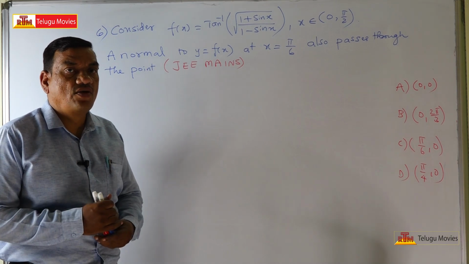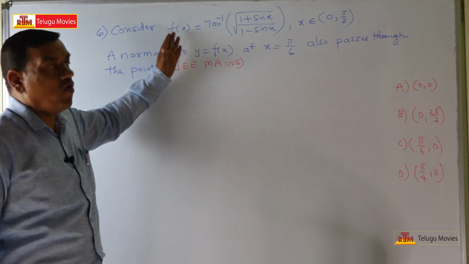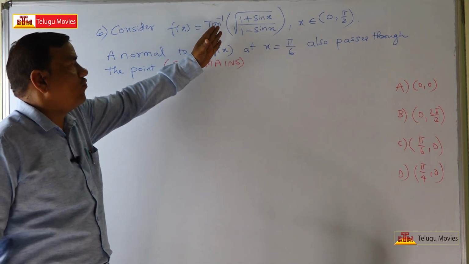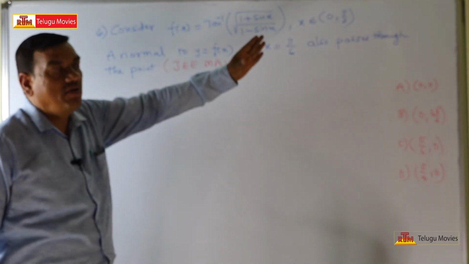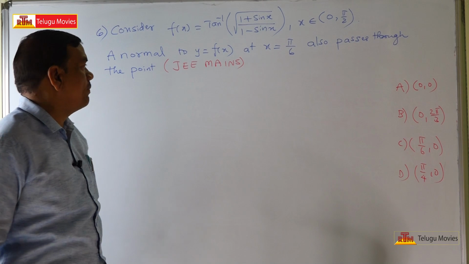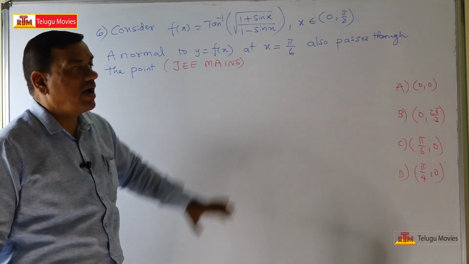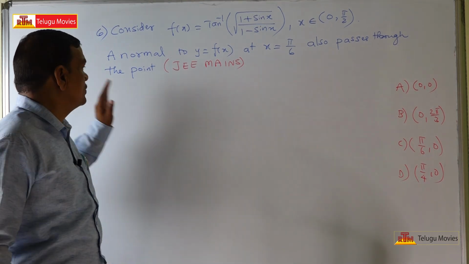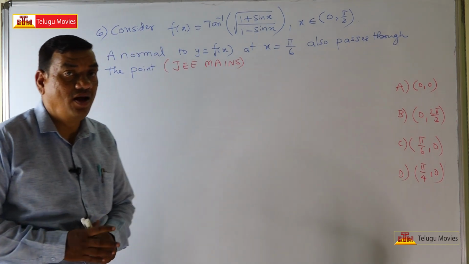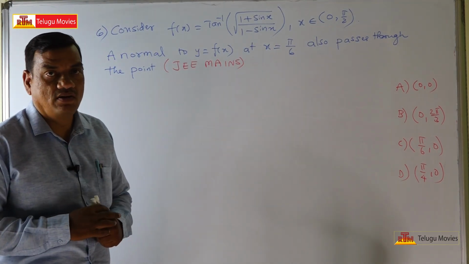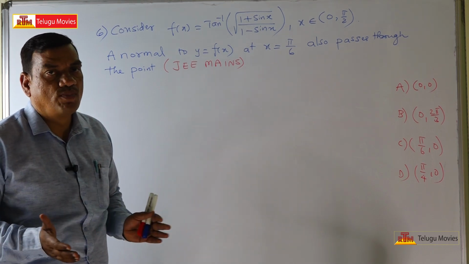Dear students, welcome to problem number 6. Consider f of x is equal to tan inverse of the square root of 1 plus sin x upon 1 minus sin x, where x belongs to the open interval (0, pi by 2). A normal to y is equal to f of x at x is equal to pi by 6 also passes through the point. There are 4 points given. On the whole, we have to find the equation of the normal. If you find the equation of the normal, almost the problem is over.